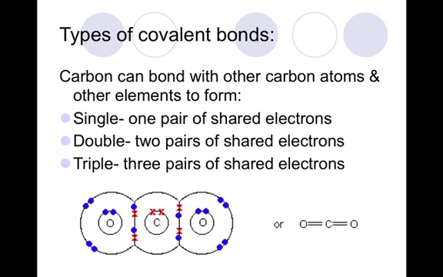They bond using covalent bonds, where they share electrons. They can be single bonds, where you have one pair of shared electrons, which is two; double bonds, where you have two pairs of shared electrons, which means four are involved; or triple bonds, where you have three pairs of shared electrons, and that means you have six involved.